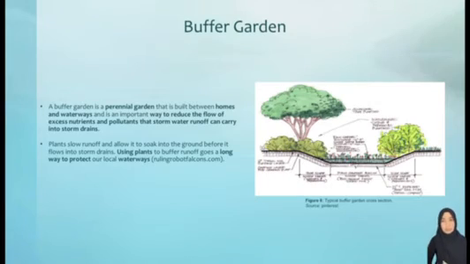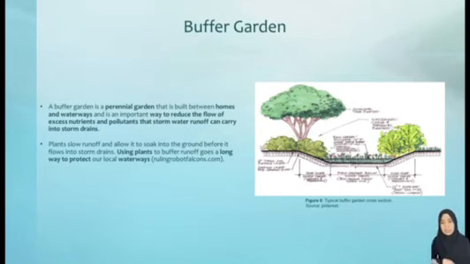Okay, next we move to the subscape of pervious surfaces, which is the buffer garden. A buffer garden is a perennial garden that is built between homes and waterways and is an important way to reduce the flow of excess nutrients and also the pollutants that stormwater runoff can carry into storm drains. The plants can help to slow the runoff and allow it to soak into the ground before it flows into the storm drains. Using plants to buffer runoff goes a long way to protect our local waterways.